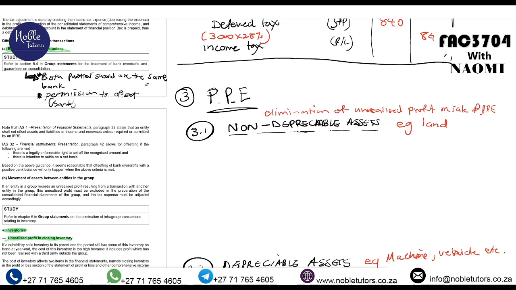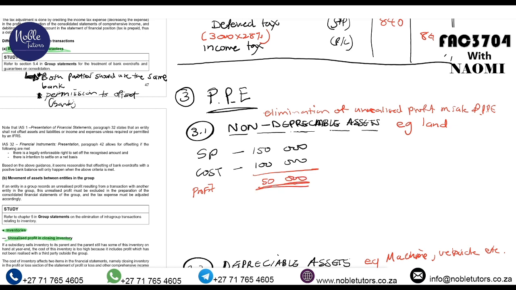So what do I need? When I have a sale of a non-depreciable asset, what am I looking for? I want my selling price. Selling price. And I need my carrying amount or the cost. In fact, land doesn't depreciate, so cost. So I'm just going to make my example, right? So let's say the selling price is 150,000 and the cost price was 100,000. Okay, what am I eliminating? Just like I said before, I'm eliminating the profit. So the profit in here is 50,000. You agree? Right, this needs to be eliminated.